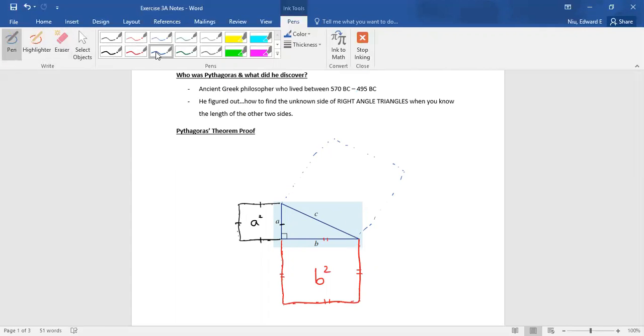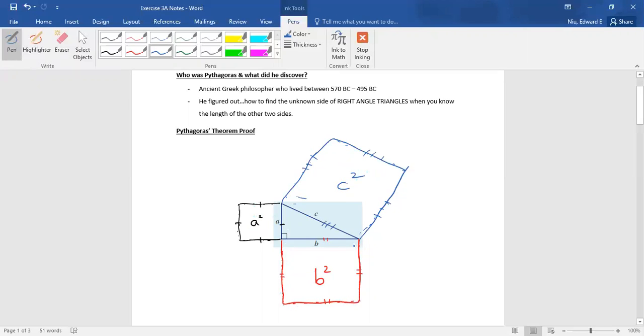Imagine there's a perfect square here too. This is the biggest square of them all, our C square. So A square, B square, and C square. What he figured out was that the A square's area and the B square's area, added together, gets you the C square's area.